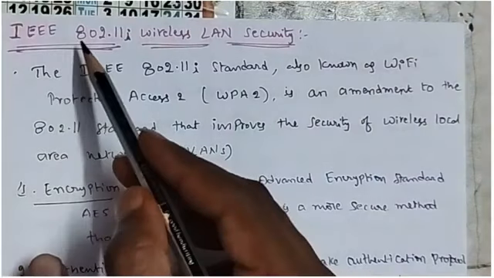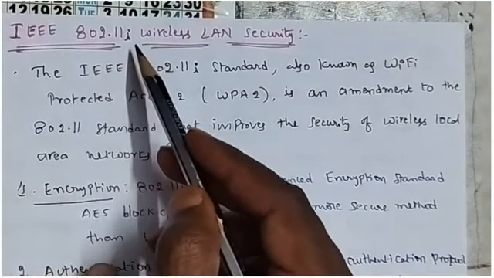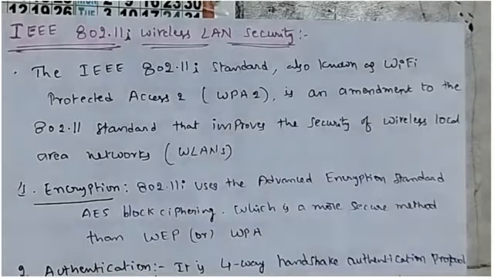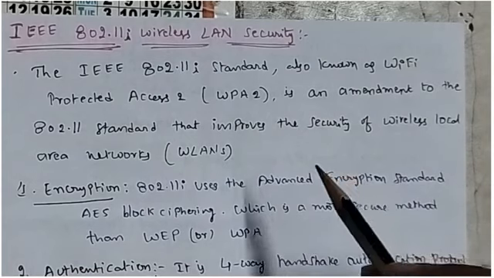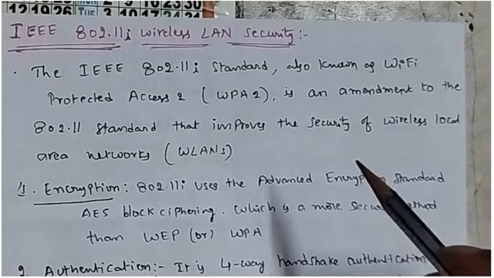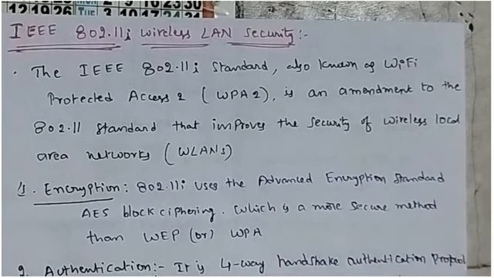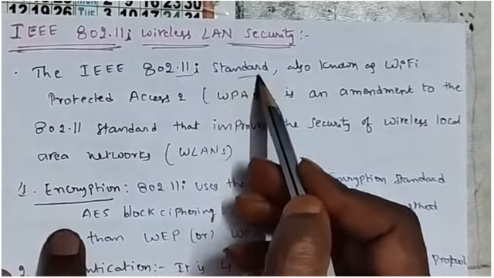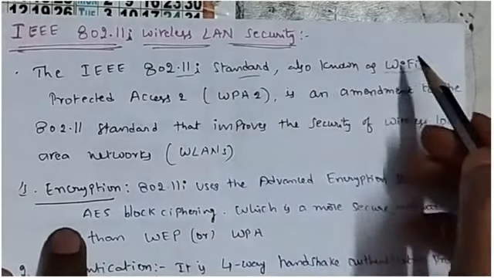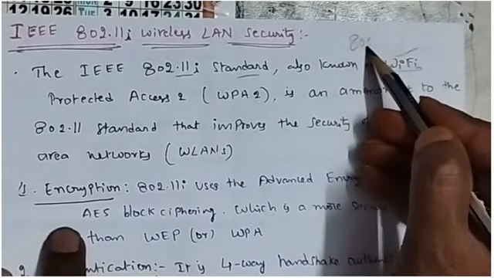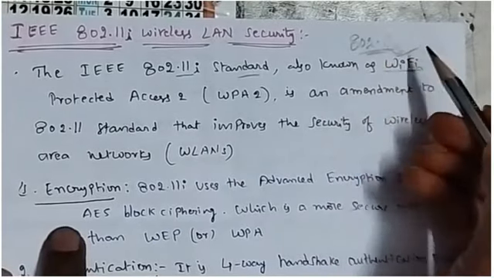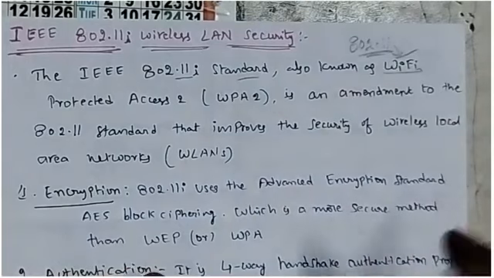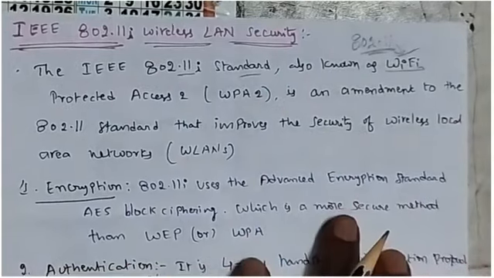In today's class, we discuss IEEE 802.11i wireless LAN security. In the last class, we discussed IEEE 802.11 wireless LAN. The IEEE 802.11i standard is also known as Wi-Fi. 802.11 is nothing but Wi-Fi, and any extensions after that are all about Wi-Fi.